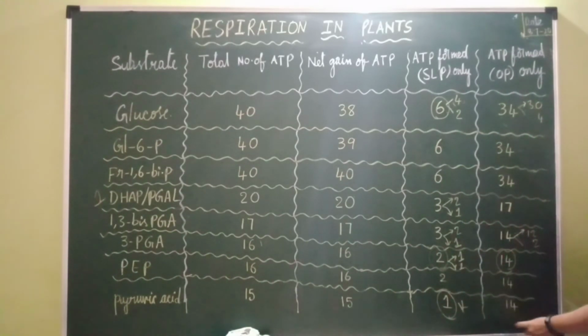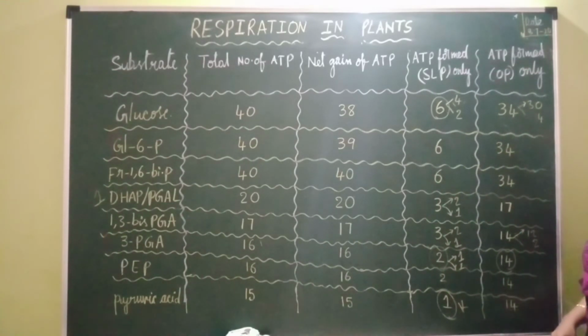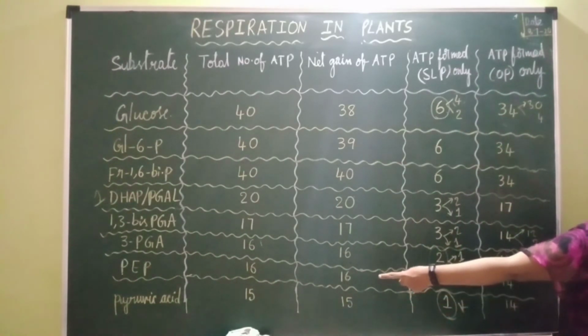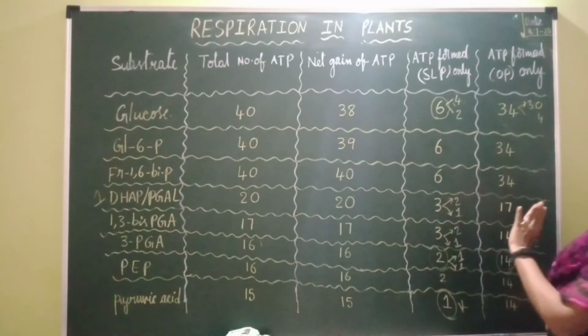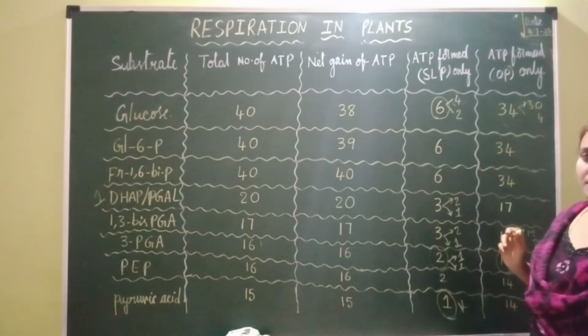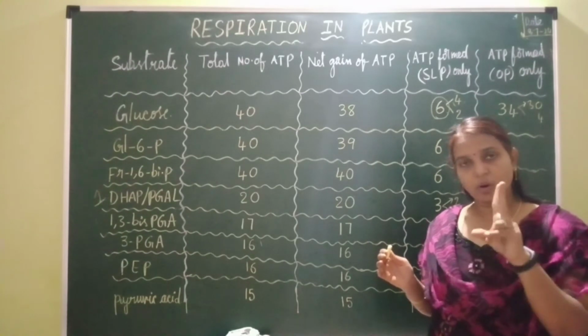Now coming to ATP formed through OP, oxidative phosphorylation. In the same way, in link reaction 1 NADH2, during Krebs cycle 3 NADH2, so 4 NADH2 equals 12 ATP, and during Krebs cycle 1 FADH2 equals 2 ATP. So 12 plus 2 is 14 ATP, plus 1 through SLP. So totally 15 ATPs, and net gain is also 15 because there is no consumption of ATP. This is the way we need to solve the questions, and in the question you have to observe whether it is given for 1 molecule or 2 molecules.